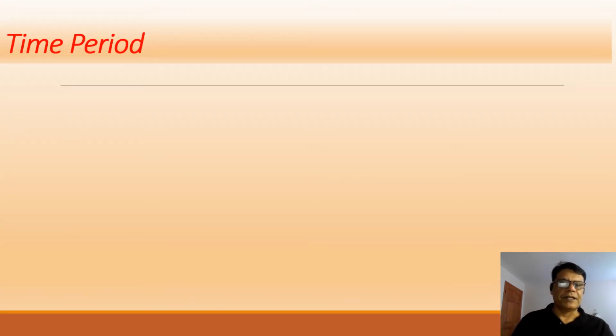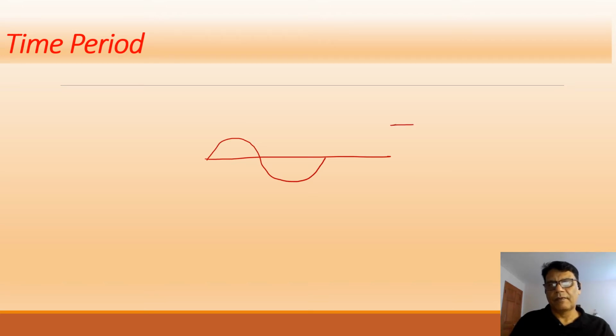So what is time period? Time period, here is our favorite cycle. Time to complete one cycle is called time period. And time period is directly proportional to the wavelength.